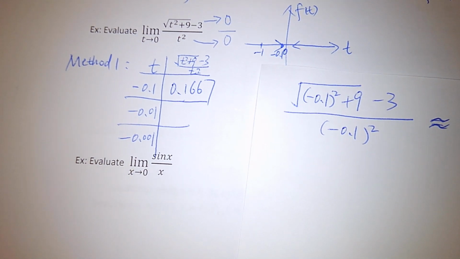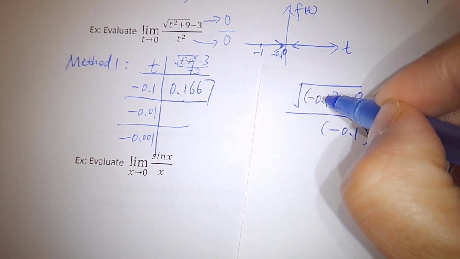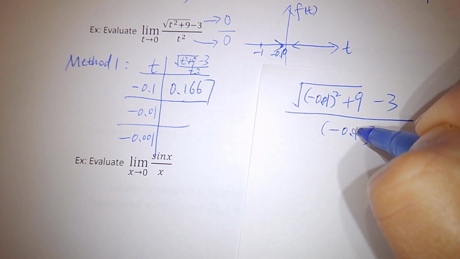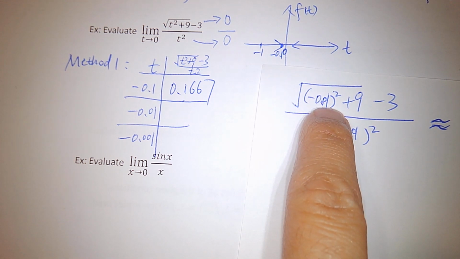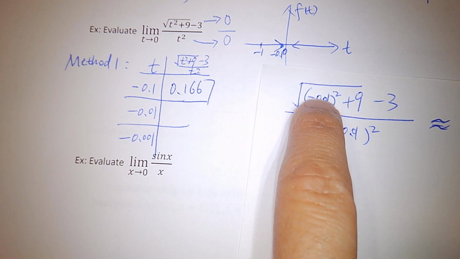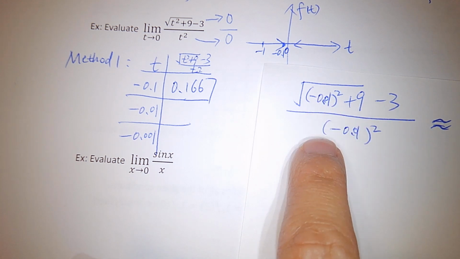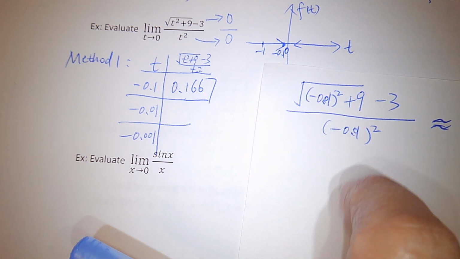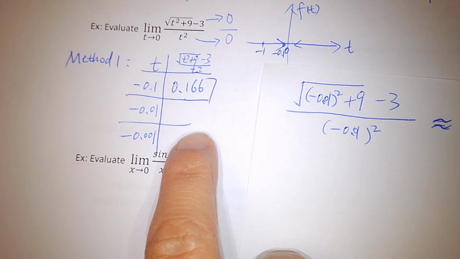Okay, so this is when t equals negative 0.1. It's close to 0, but we want a number even closer, right? So what I want you to do is replace t by negative 0.01. Negative 0.01 squared gives us 0.0001, plus 9, square root, minus 3, divided by 0.0001. What do you get, Dakota? I already know what it is. Okay. How about you guys who are using the calculator?